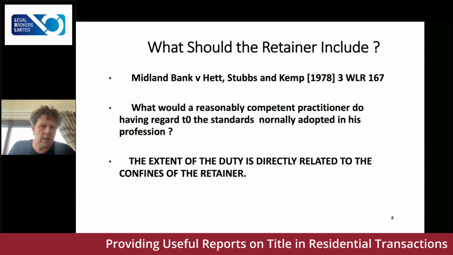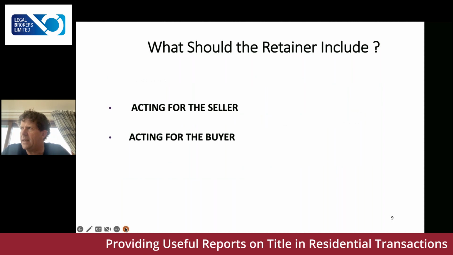What should the retainer include? Well, the important point here is the case of Midland Bank against Hett, Stubbs and Kemp in 1978. What would a reasonably competent practitioner do in connection with a transaction? The extent of the duty that is owed by a conveyancer is directly related to the retainer, but could be extended during the life of the transaction. It's therefore important that we manage the retainer during the life of that transaction. For acting for a seller or acting for a buyer, there should be clear lines as to what's being done and what's not being done.